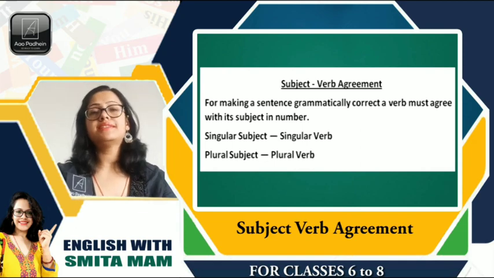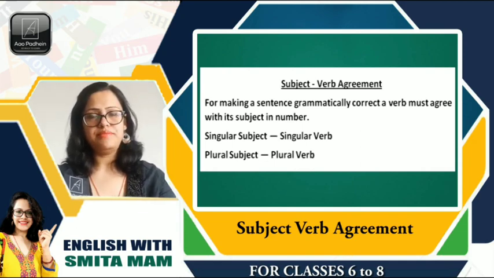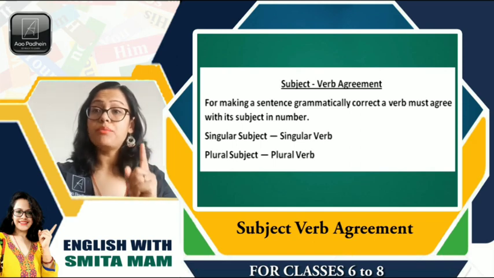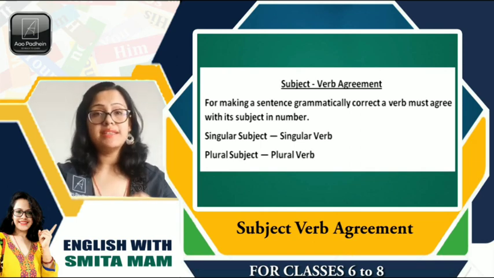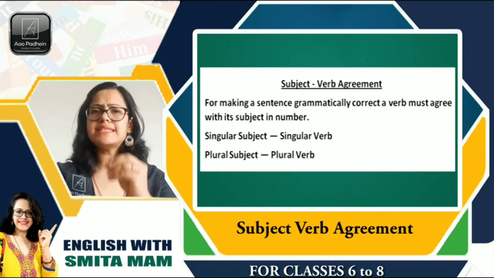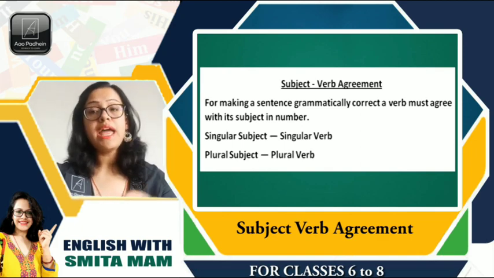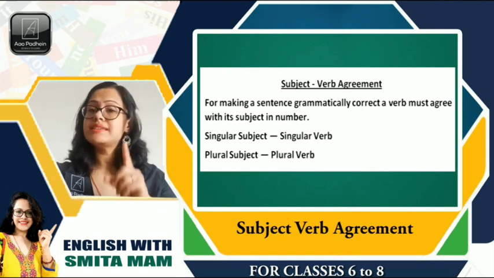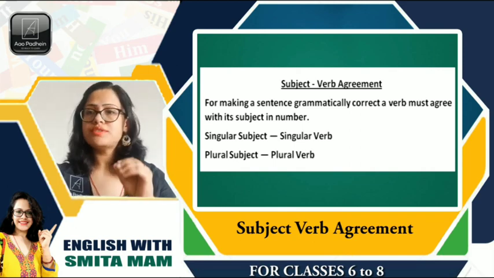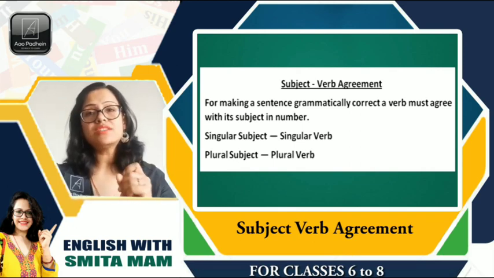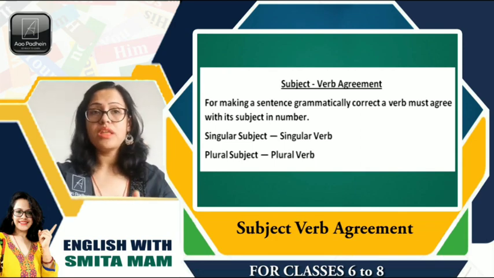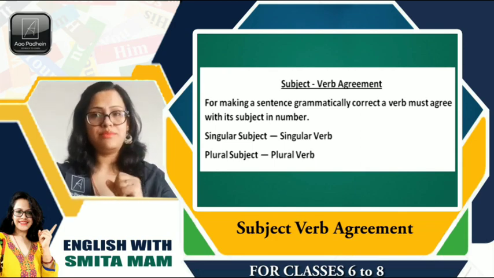Now, let us understand what is subject-verb agreement. For making a sentence grammatically correct, a verb must agree with its subject in number. That is to say, in any sentence, singular subject must have singular verb and plural subject must have plural verb. Children, this is the most important rule for subject-verb agreement. Please note, this statement holds true only if the subject is in third person.